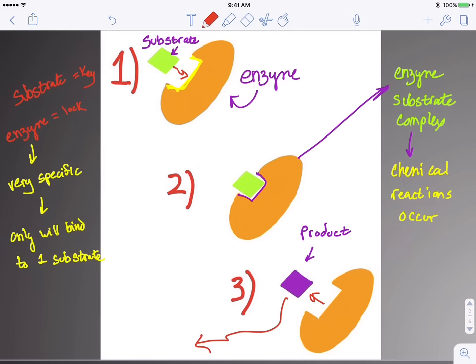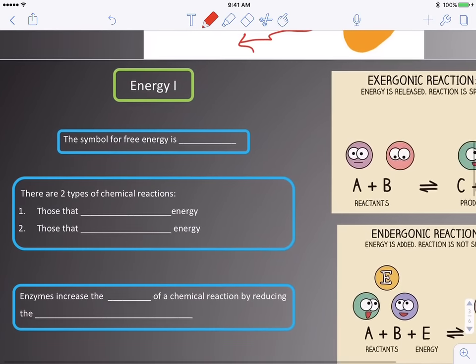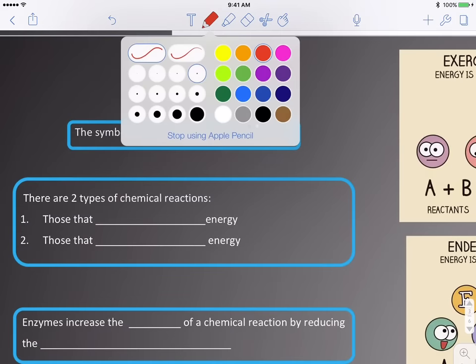Okay, so our three steps. We have a substrate that is looking for an enzyme to bind to. We have the enzyme substrate complex where the chemical reaction occurs. And then we have our product being released from our enzyme. Awesome. So, getting a quick review before we go into learning about these graphs today.